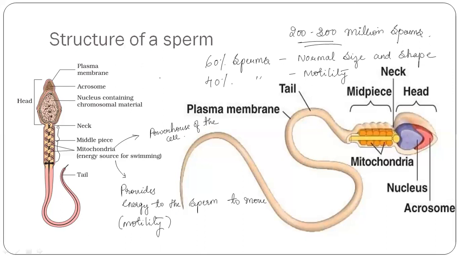Sperms are released from the seminiferous tubule. You remember, students, the seminiferous tubule which we studied. Where is the seminiferous tubule present? It is present in the locules. Yes or no? The locules are the compartments of the testis. So sperms released from the seminiferous tubules are transported by accessory ducts.